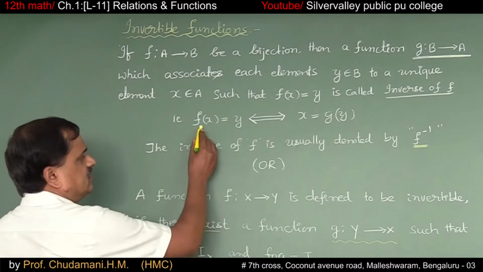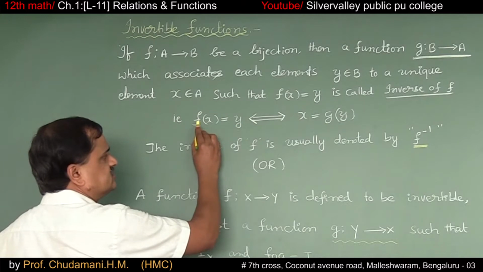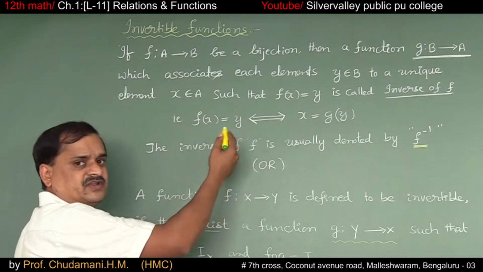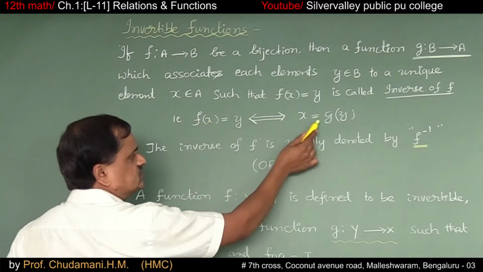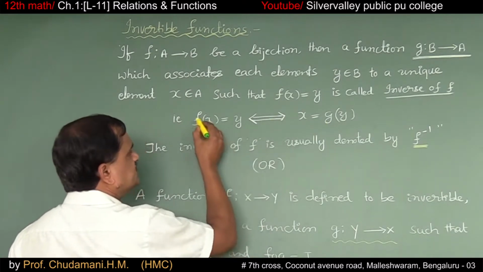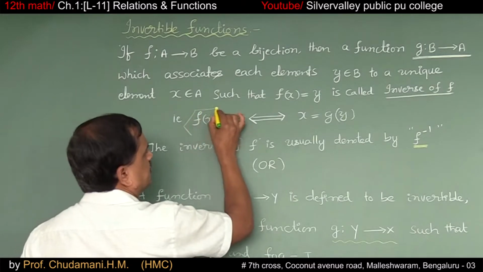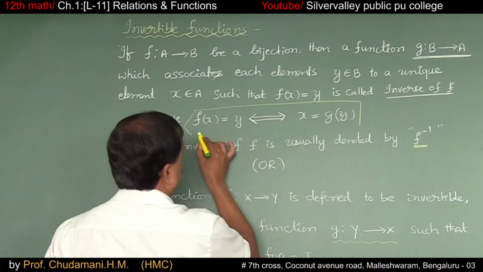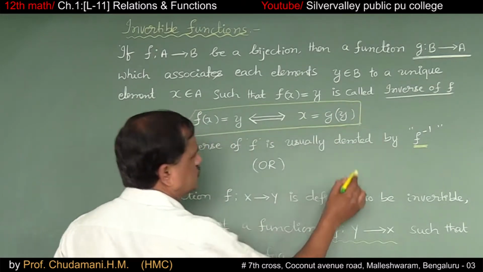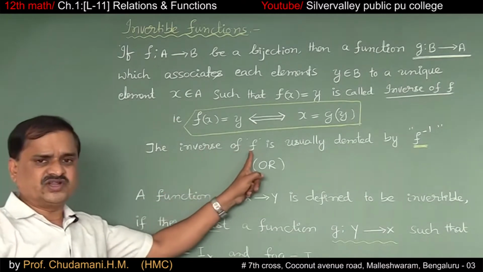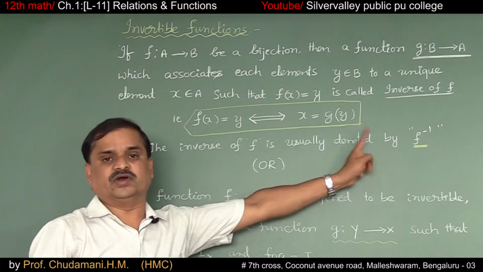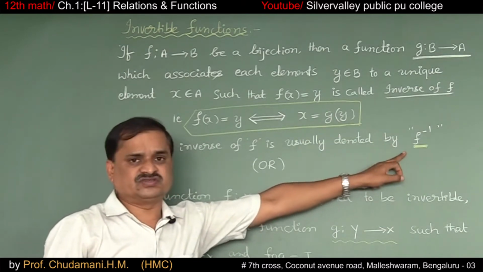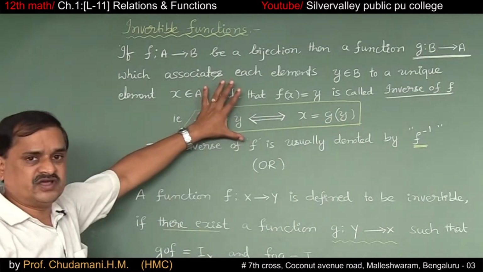That means f of x is equal to y. If you shift y to the other side, f inverse, that is denoted as g. x is equal to g of y. This is an implies and implied-by statement. f of x is equal to y means x is equal to g of y. The inverse of f is usually denoted by f inverse. Okay. This is one definition.